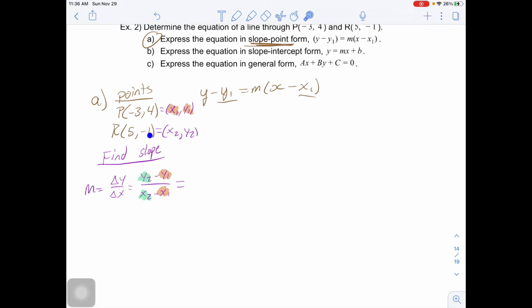So y2 I have stated as -1. I'm going to subtract, and now I'm going to subtract y1. y1 I have made 4. x2 I have stated as 5. And then x1 I have stated as -3. So remember, there's a subtraction symbol here. And then I'm subtracting x1. x1 is -3. So I'm going to put brackets and put -3.